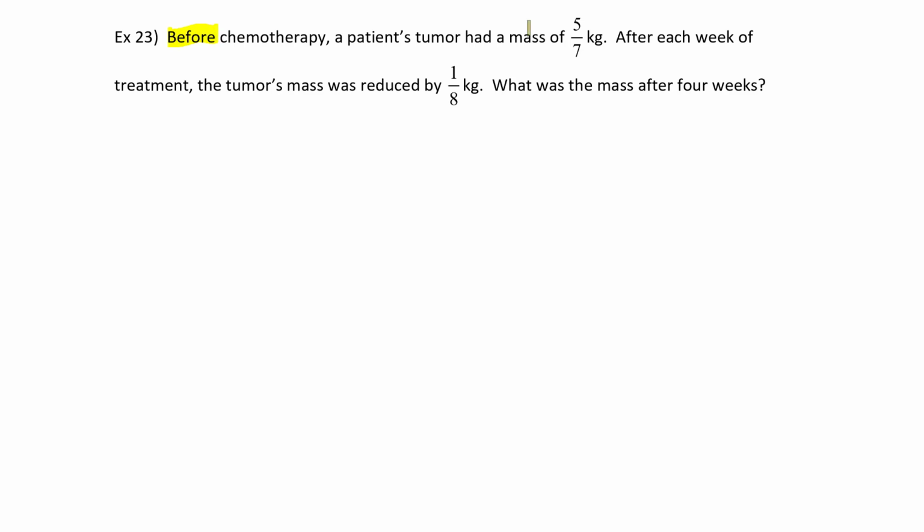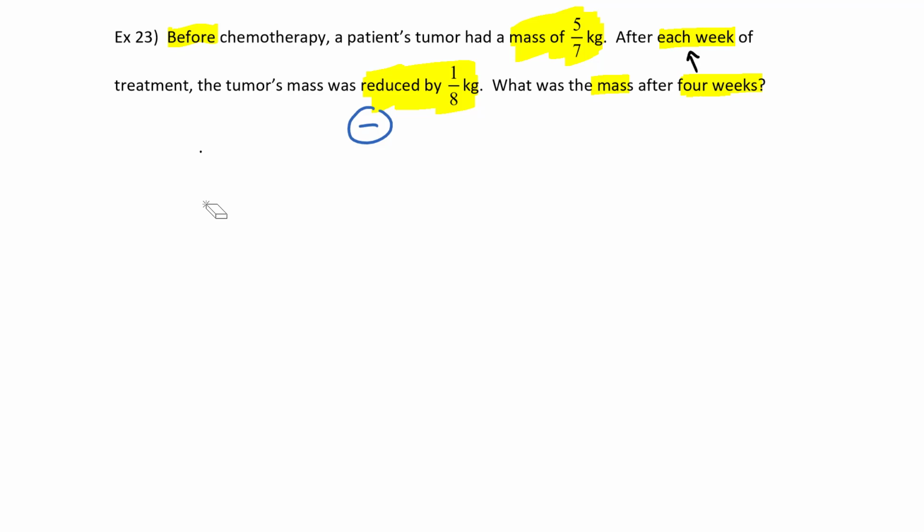Before chemotherapy, the mass of the tumor was this much. After each week, the mass was reduced by 1/8 of a kilogram. Reduced, that means subtracted. What was the mass after 4 weeks? 4 weeks. So be careful with that. Each week it was reduced by that much. So we have to do an extra step here.